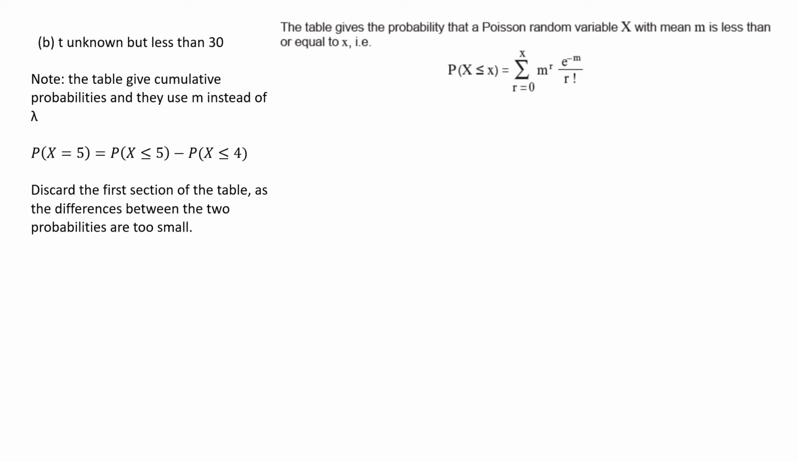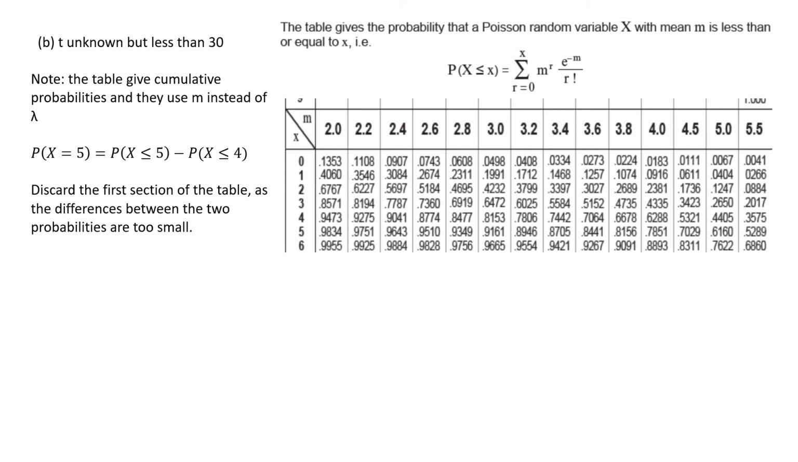So looking at my book of tables, and I'm not going to project the whole set of tables into this, I'm discarding the first section of the tables because the differences between the probabilities I'm looking at, 5 and 4, are way too small. They don't come anywhere near the value I want. So I'm looking at the second set of tables where this is the parameter between 2 and 5.5. My x values down the side there, and I'm looking at the 4 and 5 lines and just scanning across.